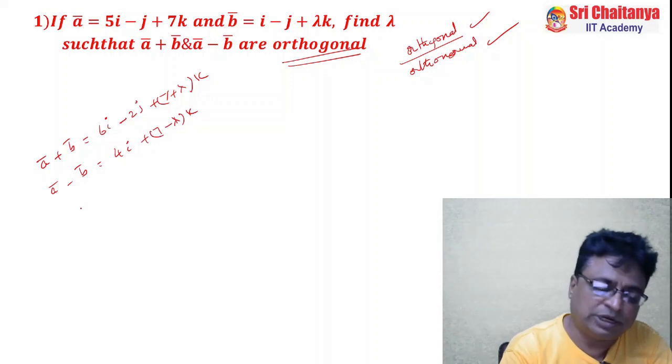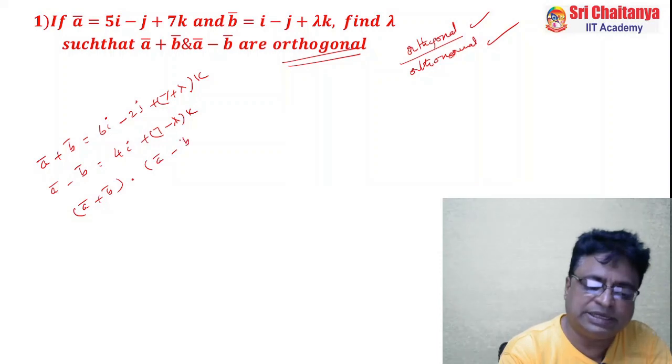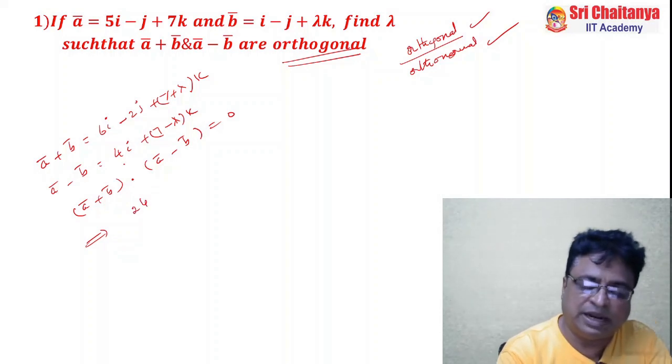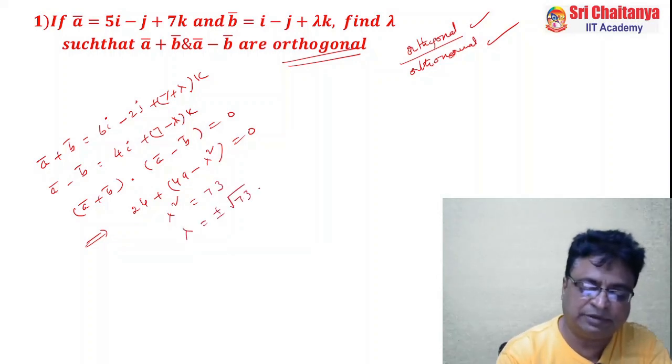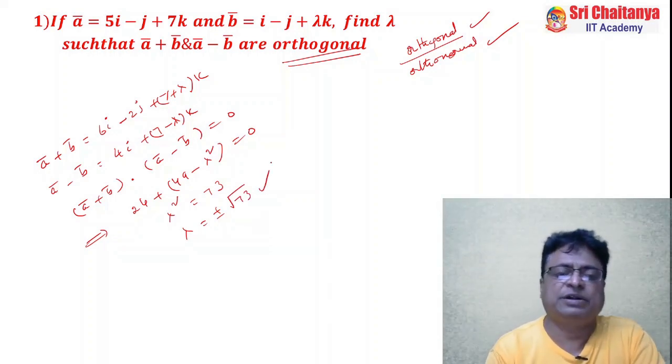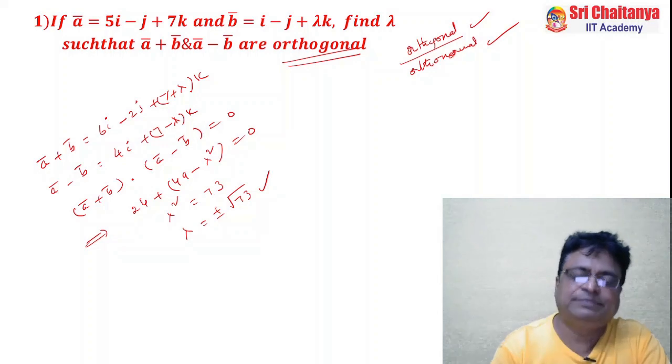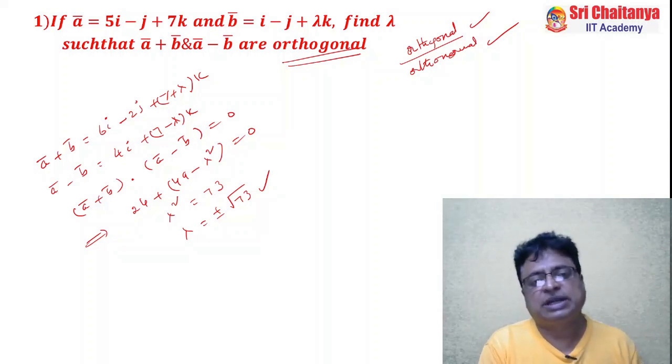Since the vectors are orthogonal, the dot product between these two vectors is equal to 0. So dot product means 24, the i coefficients' product, no j coefficients, plus the k coefficients' product, 49 minus lambda square equal to 0. So lambda square is equal to, I think, 73. So lambda equals plus or minus root 73. You can write like this. 49 plus 24, I think it is 73. So this is the way to solve this type of problem.